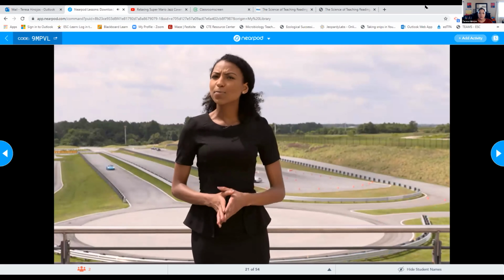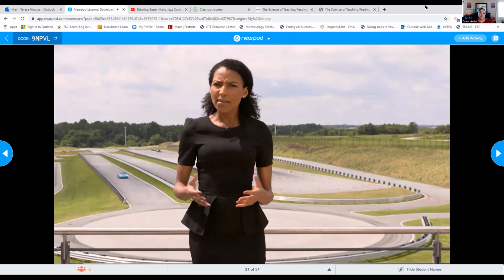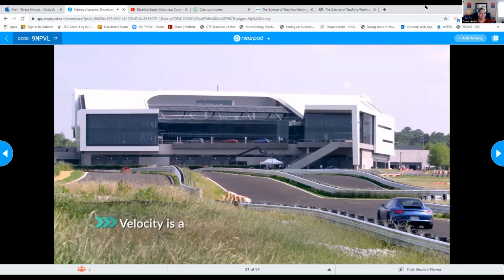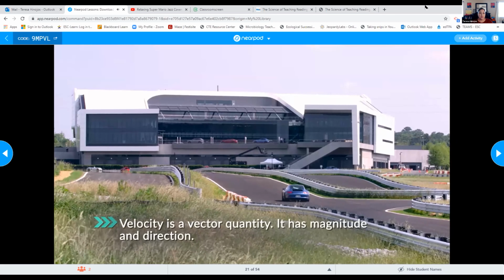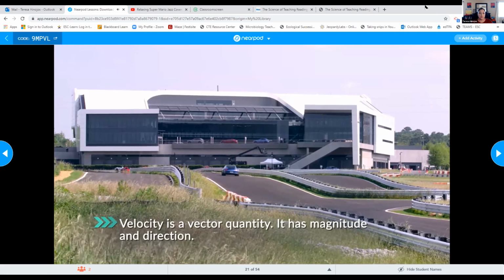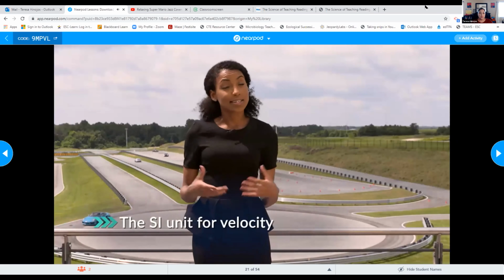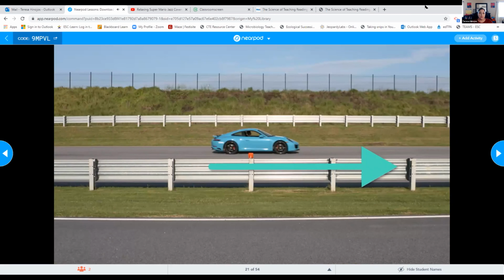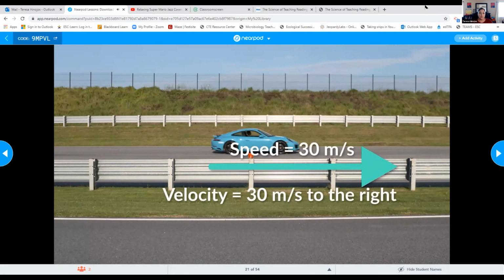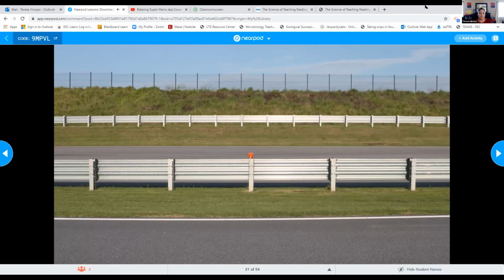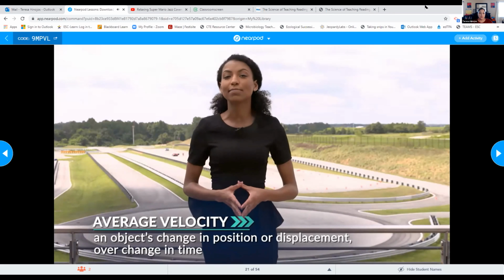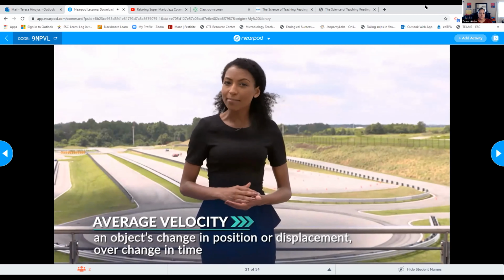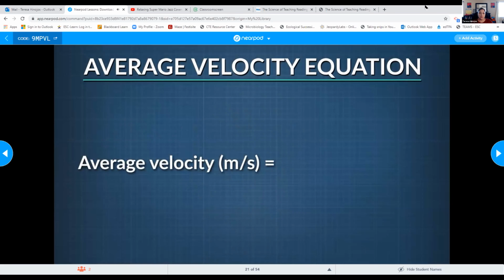Okay, we've talked about speed as a scalar quantity. What about velocity? Velocity is a vector quantity. It means it not only has a magnitude, but it also has direction. The SI unit for velocity is also meters per second. So when a car speeds past again, its speed is 71 miles per hour, or 30 meters per second. But its velocity is 30 meters per second going right. Average velocity is an object's change in position, or displacement, over change in time. We can calculate it using this equation.